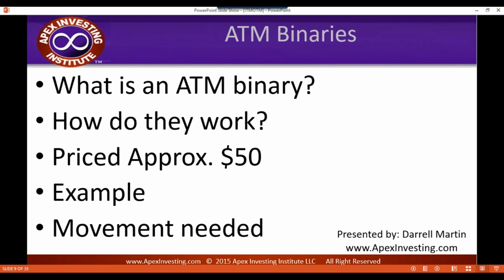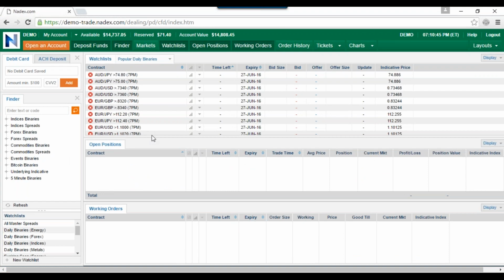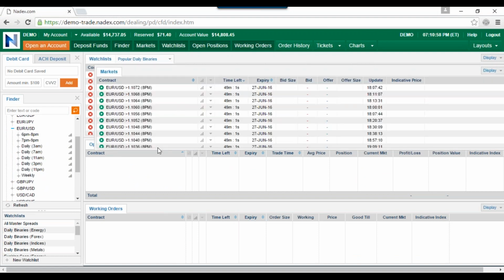Now, have any of you, especially those that are new, ever pulled up the Apex platform here? For tonight, let's just choose forex binaries. All right, those are all open right now and moving. Let's choose euro dollar, and let's look at what we have here.